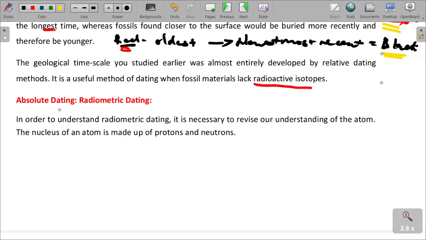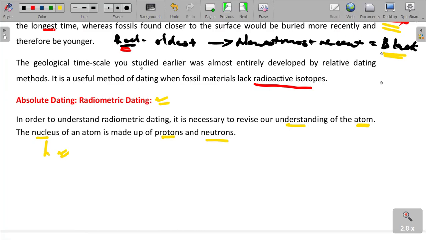So, absolute dating, or radiometric dating. In order to understand this, it is necessary for us to have an understanding of the atom. The nucleus of an atom is made up of protons and neutrons. We need to refer to this so that we can understand the radiometric dating we are talking about.